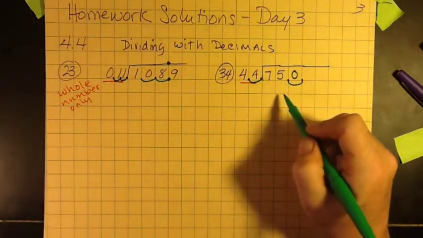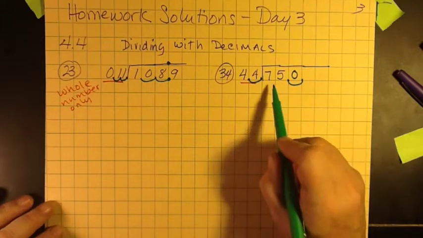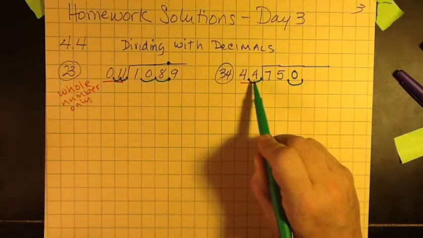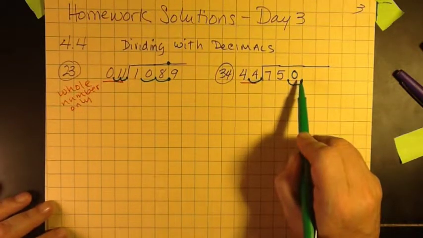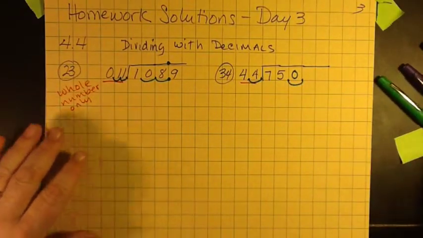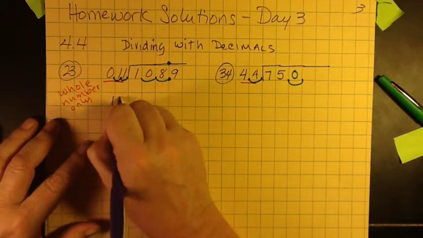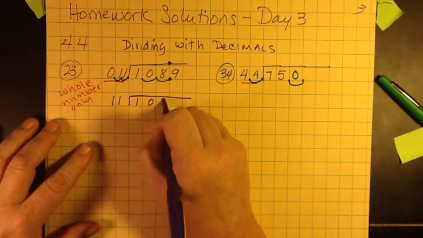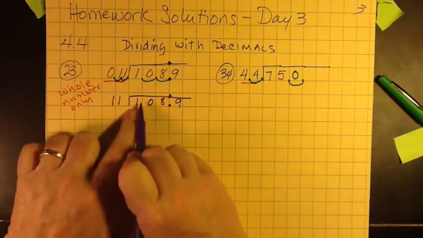And if I take a step back and think about whether this is reasonable or whether it makes sense, 4 times 10 would be 40, so that's about right if it's 44, and 75 times 10 is 750, so I know I'm on the right track. So let's just quickly rewrite this so we have it tidy and nice. So there's 11 into 108 and 9/10.